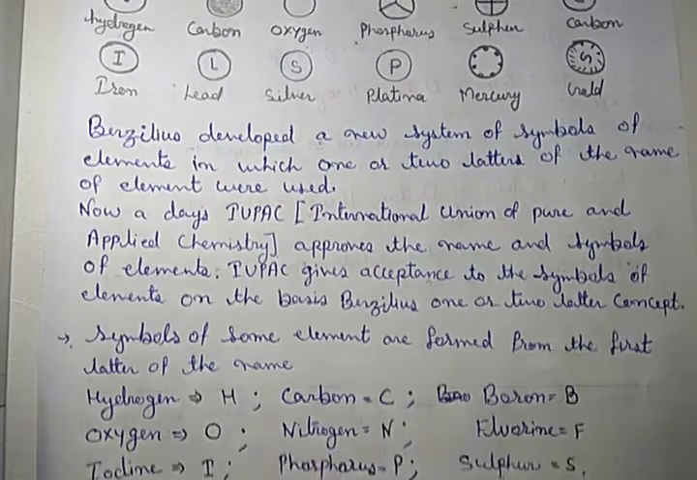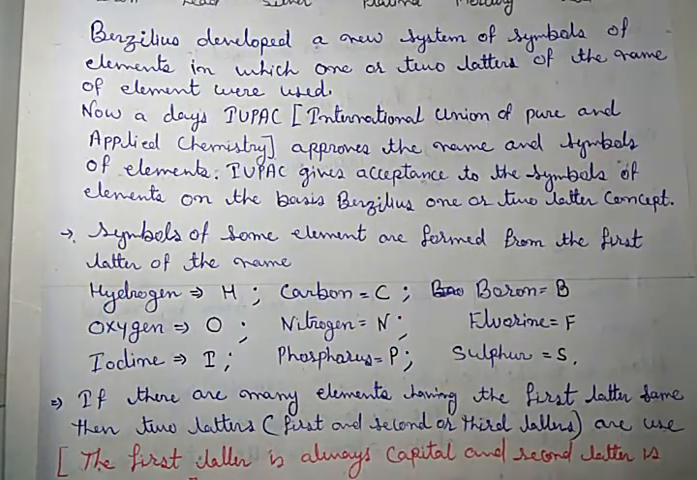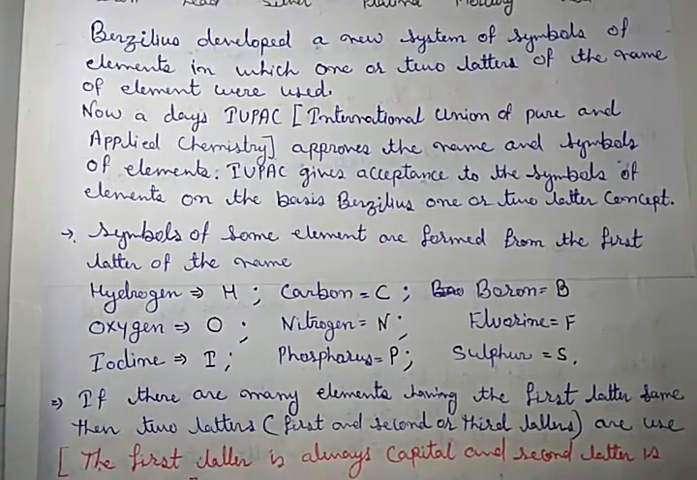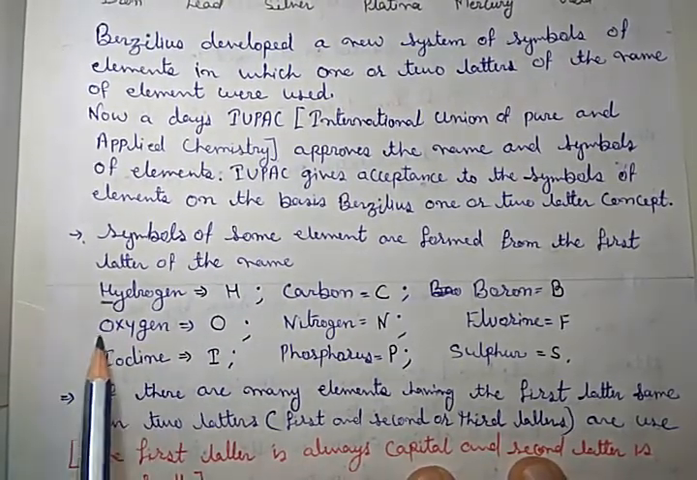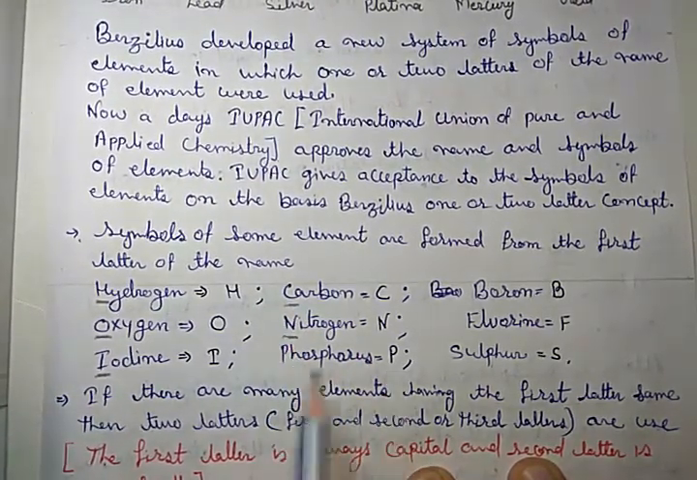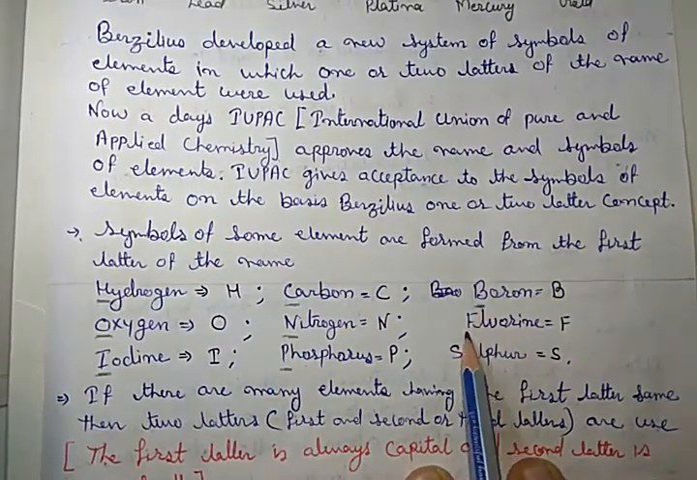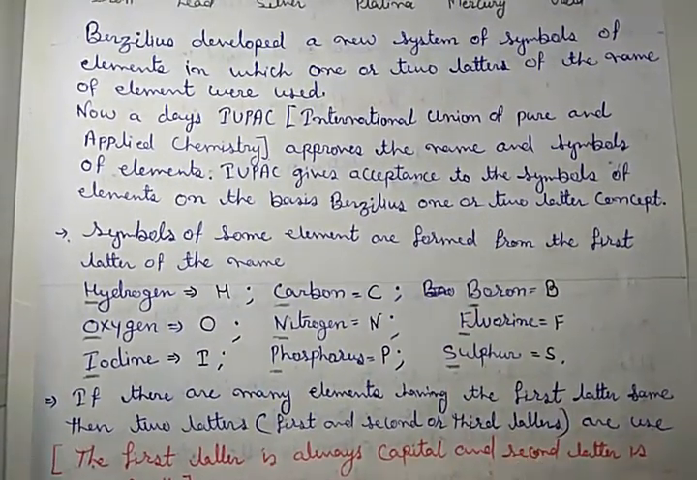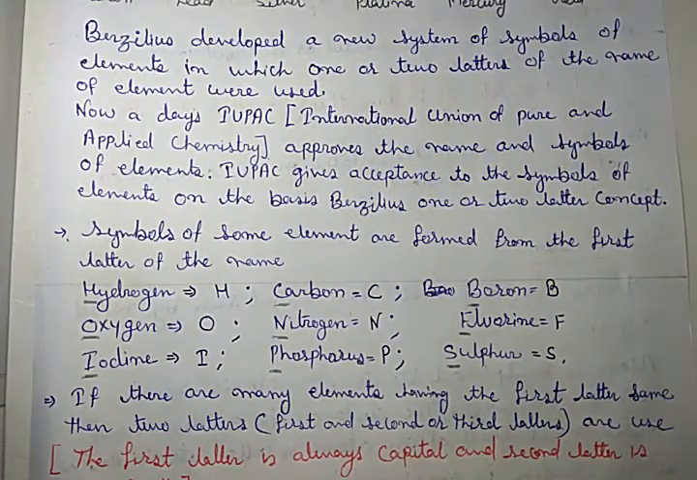Now, symbols of some elements. Some of the elements are represented by one letter of their name. For example, hydrogen H, oxygen O, iodine I, carbon C, nitrogen N, phosphorus P, boron B, fluorine F, sulfur S. These are some examples of elements whose symbol is made up of one letter of their names.